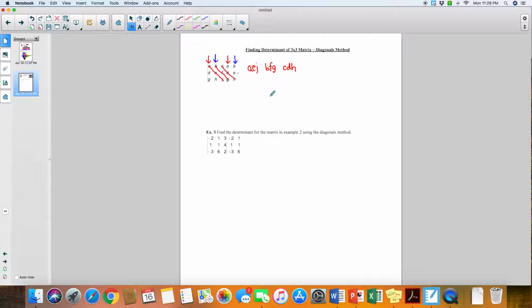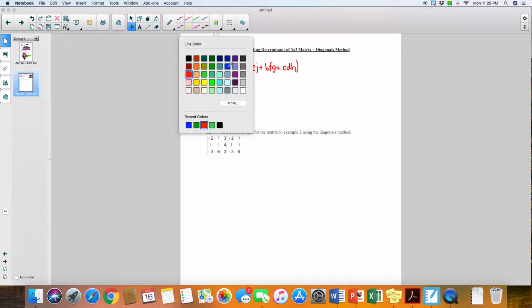All right, so once you multiply those 3 diagonals, the next thing for you to do would be to take the sum of them. This will be one set of diagonals, the diagonals that go left to right. Once you find the product of those 3 diagonals, you will find the sum. The next thing you would do is do the diagonals going in the opposite direction.